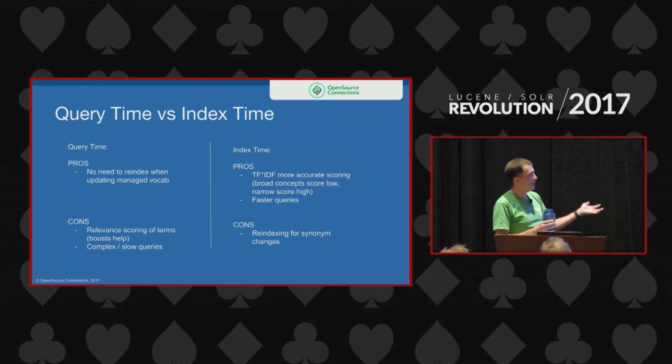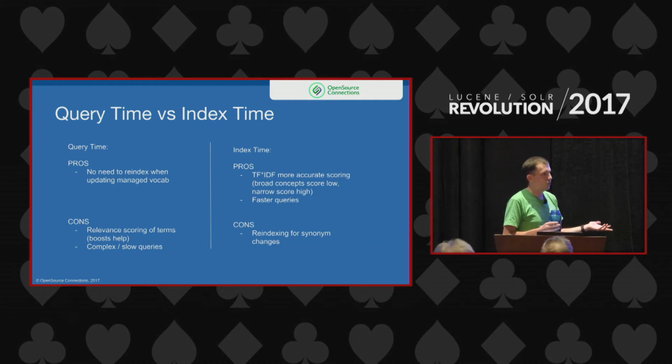Index time, the pros: the TF-IDF scoring effect is magic to a lot of people because you really are scoring based on semantic proximity.